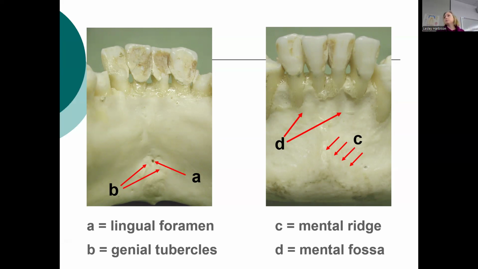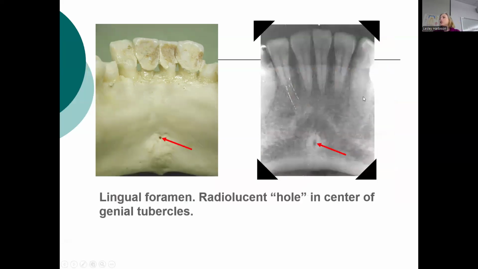Here's a picture on a radiograph. You can see the very clear radiolucent circle and the radiopaque area surrounding it. We can also see where the bone gets a little thicker here for the mental ridge. And this area in general would be the mental fossa.